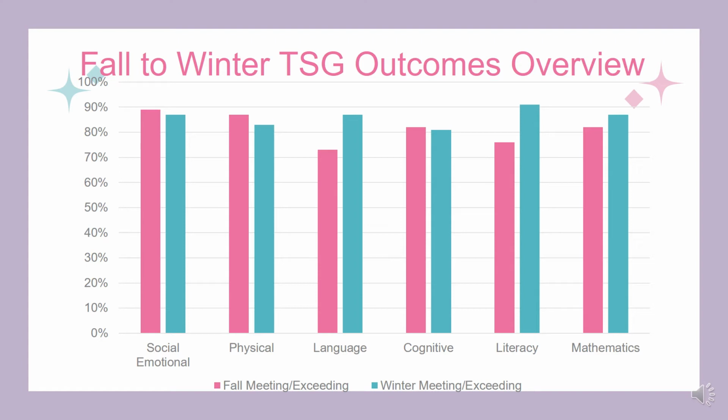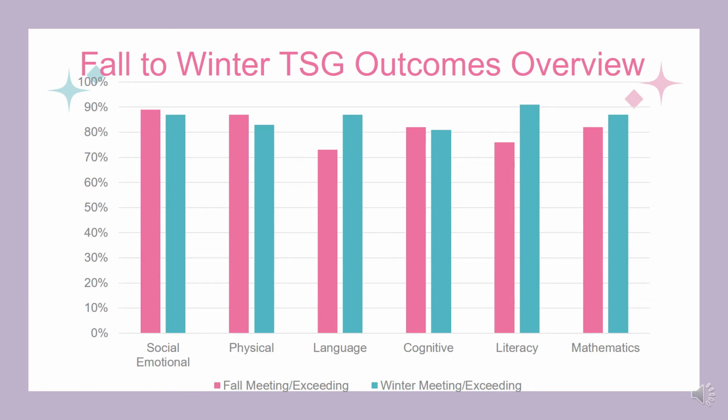You'll notice that in social, emotional, physical, and cognitive, we basically stayed the same. There may be a slight decline in some of those. And then in language, literacy, and mathematics, we've had some growth over the course of the year. So after we complete this process and we look at all of our site level data together, we are going to take a deeper dive into some of our language and literacy outcomes.